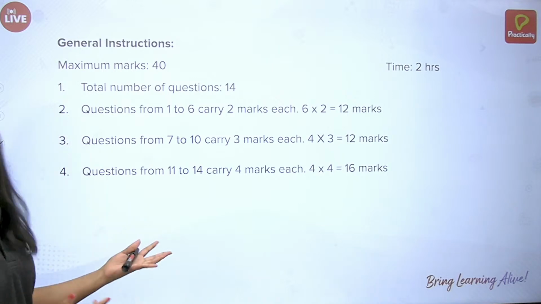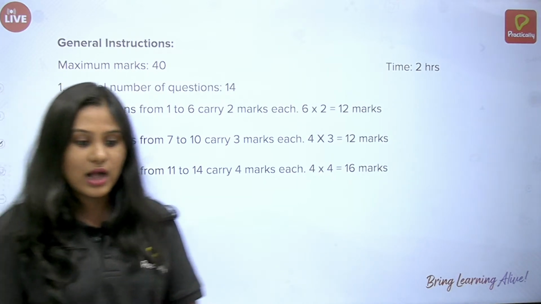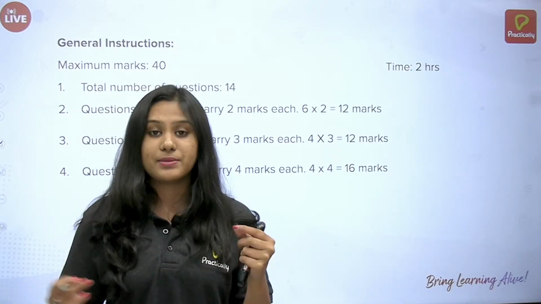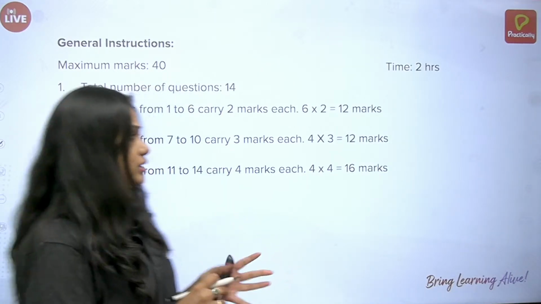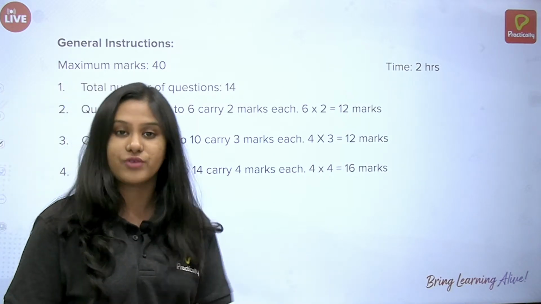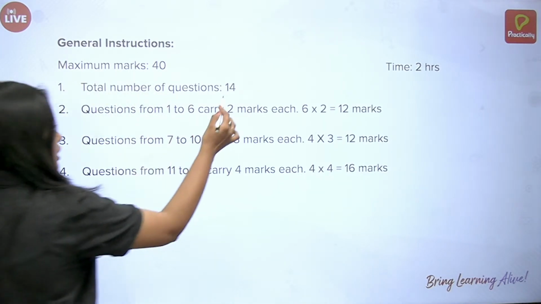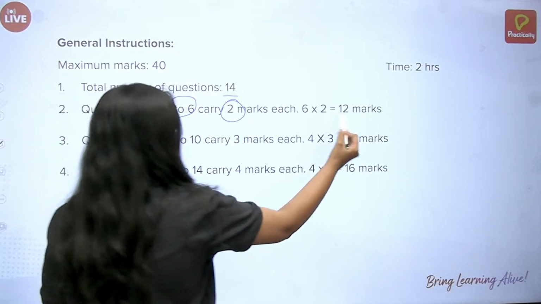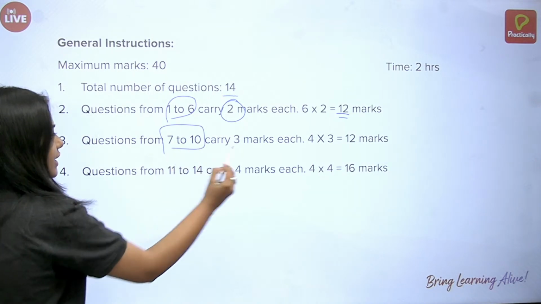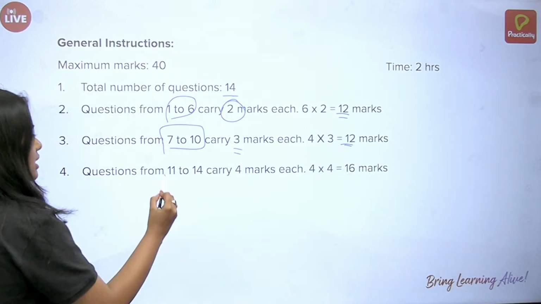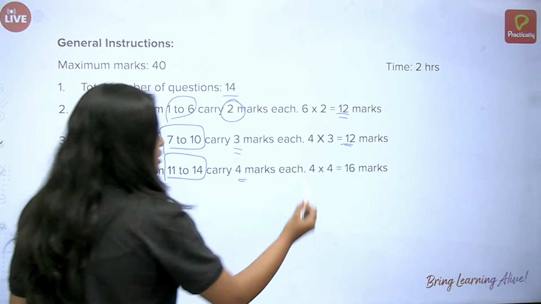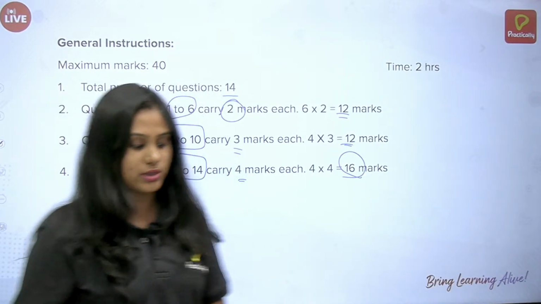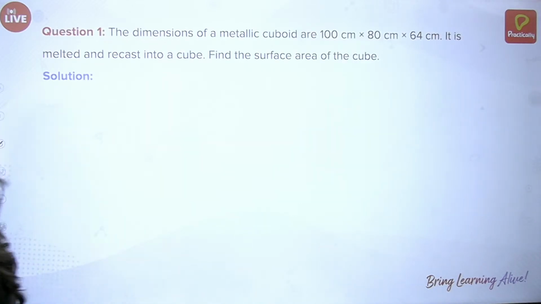So you know the general instructions, correct? So first let me just give you a brief general instruction, then we will step into the first question. So there are total 14 questions and 1 to 6 questions carry 2 marks each, so it's 12 marks. Next, question 7 to 10 carry 3 marks each, 12 marks again. 11 to 14 carry 4 marks each and it is 16 marks. And you know that there are 2 case-based study questions, right? So let's begin. Here's the first question.